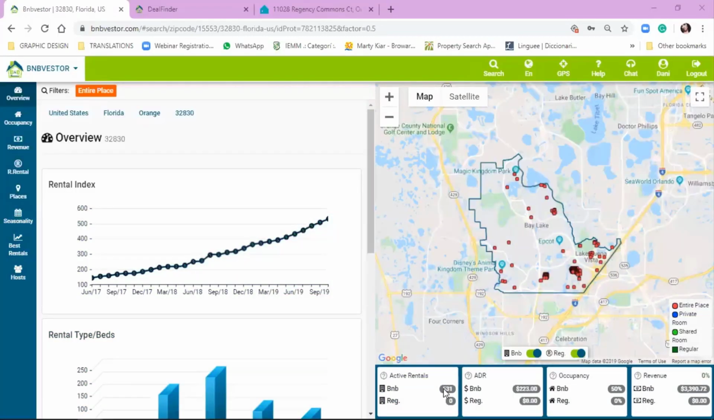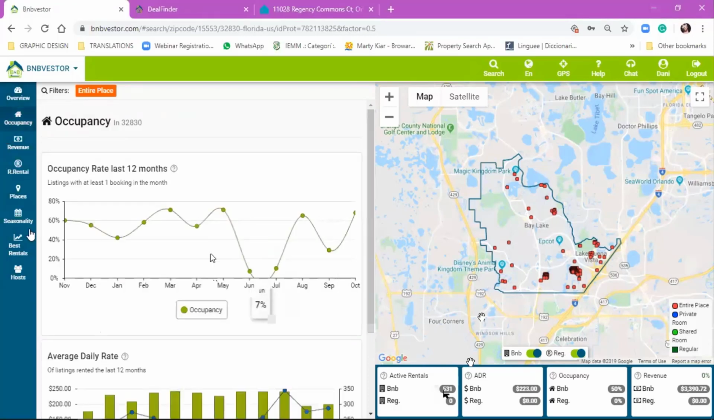In this area, so we have, wow, 531 active Airbnb rentals and 0 regular rentals. So we have nothing to compare this to. But you can see that the average daily rate is $223, and it has an occupancy of 50%. Why does it have an occupancy of 50%? Because you can see that it goes down, so this one affects very, very much.